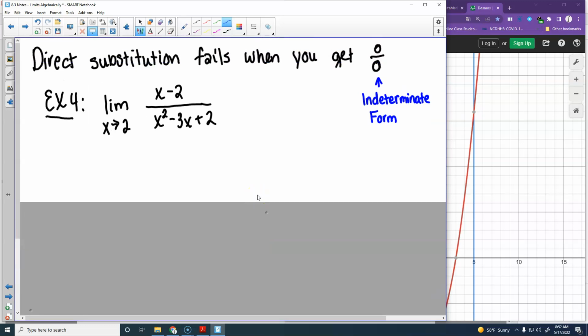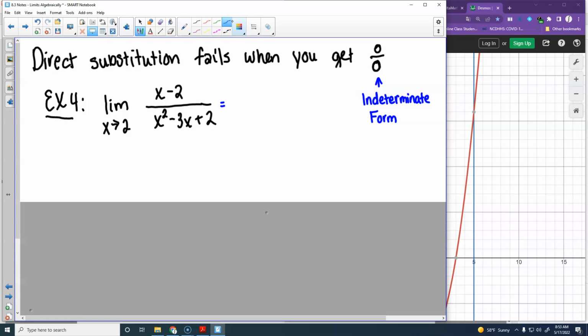Okay, so you always want to try direct substitution first, because if direct substitution works, that is your answer. But as you can see in this case, now I'm going to do something here that is mathematically incorrect, but I don't think you guys will mind.